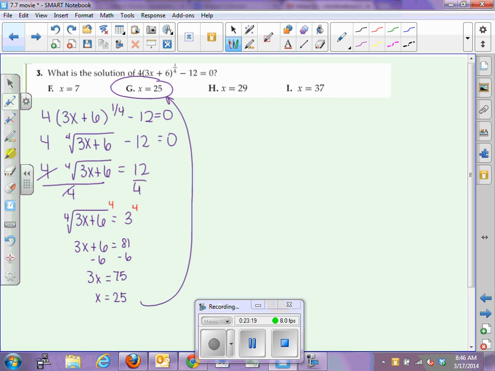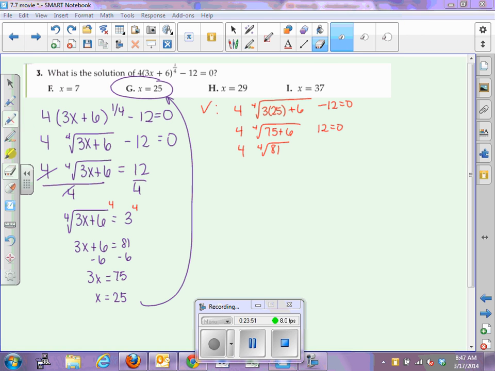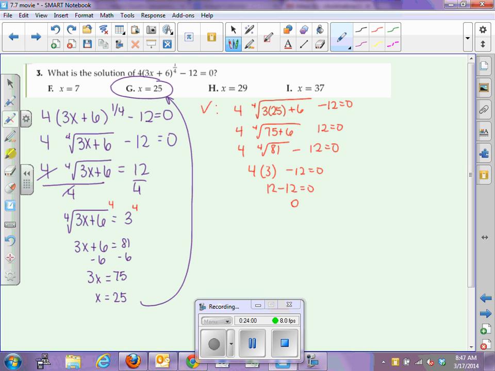I would have plugged it in to check it. Let me do that really quickly in red. I like it. 25 seemed to work.